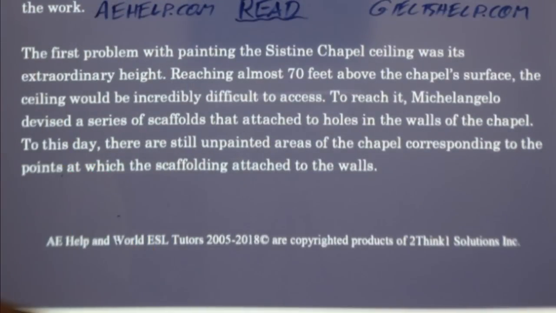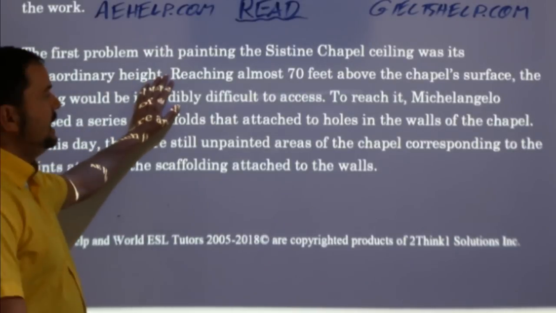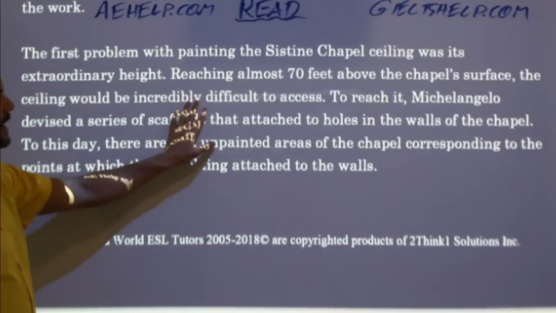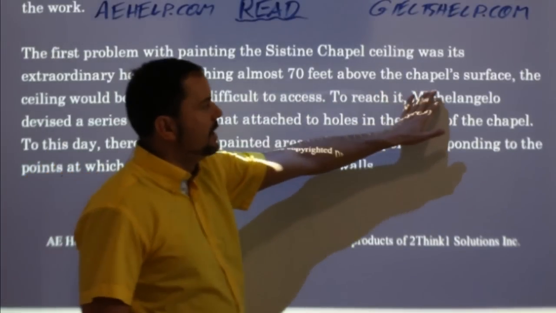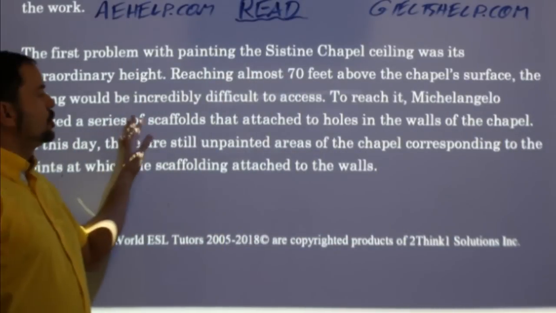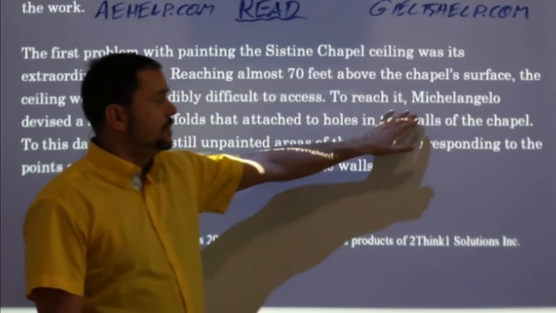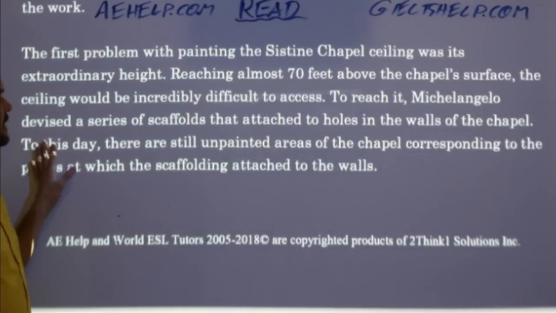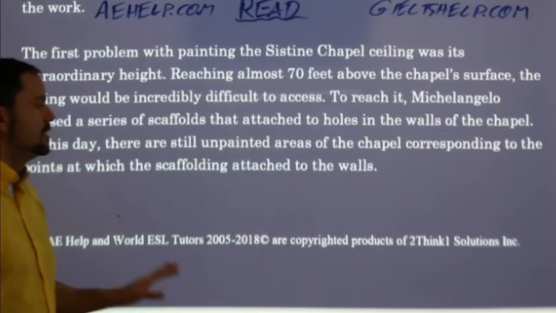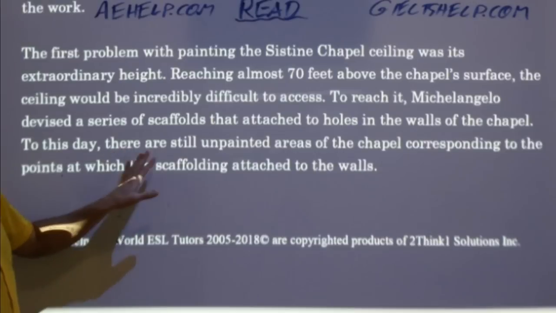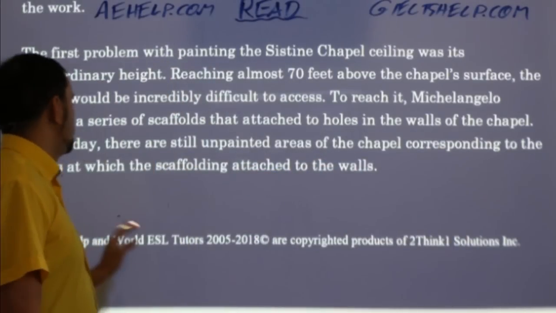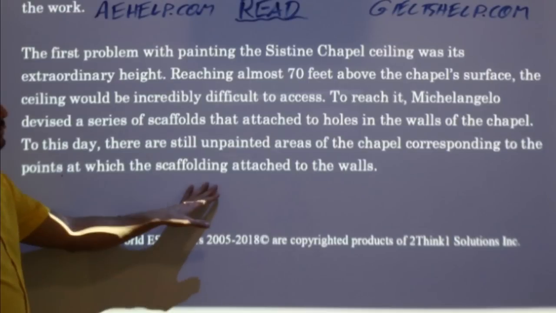All right. The first problem with painting the Sistine Chapel ceiling was its extraordinary height, reaching almost 70 feet above the chapel's surface. The ceiling would be incredibly difficult to access. To reach it, Michelangelo devised a series of scaffolds that attached to holes in the walls of the chapel. To this day, there are still unpainted areas of the chapel corresponding to the points at which the scaffolding attached to the walls.